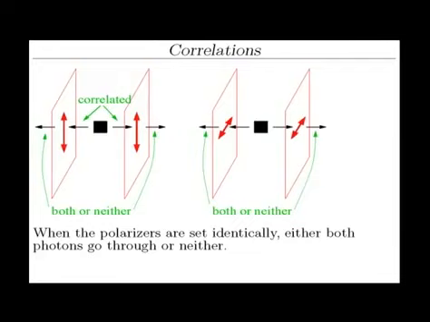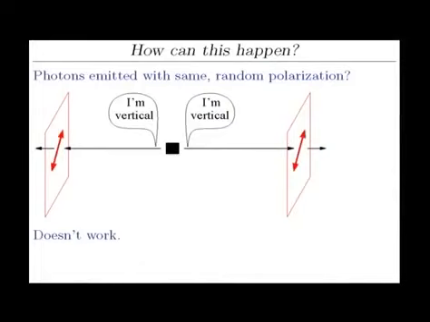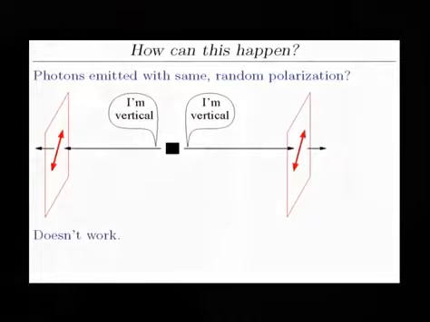If I set them the opposite way, here's a vertical one, here's a horizontal one, then we get the opposite result. The photons are emitted in pairs, one always stops, one always goes through. And intermediate settings give intermediate results. This one, they're not exactly at right angles, so now sometimes we'll get both, sometimes we'll get neither. How can this happen? How do we arrange matters? What's going on in the black box? What does it send out in these photons to make this possible?